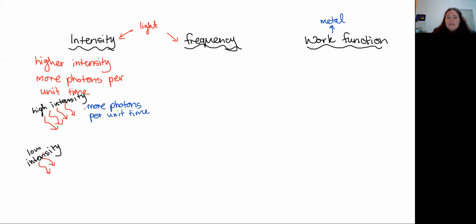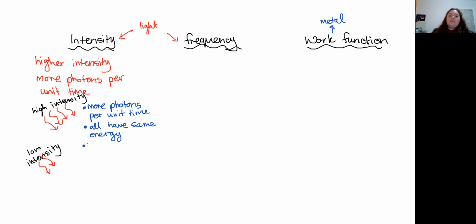Now, what happens is that each photon strikes an electron. So we have a ratio where all of the energy from one photon is given to one electron. So one photon causes one electron to either be emitted or not to be emitted. So we have more photons per unit time. If we only change the intensity and we don't change the frequency, then we'll have more photons per unit time, but they all have the same energy. You don't have more energy or less energy. They all have the same energy.